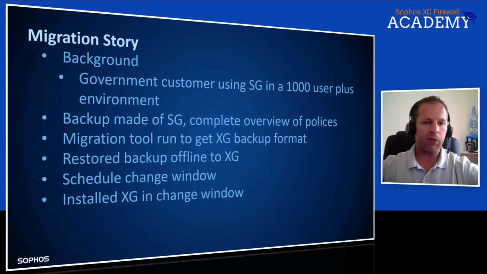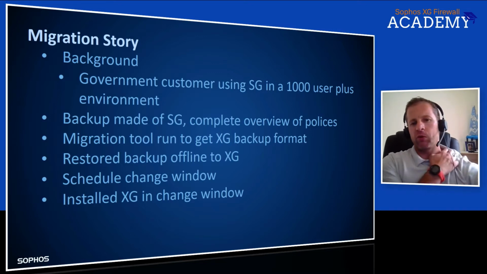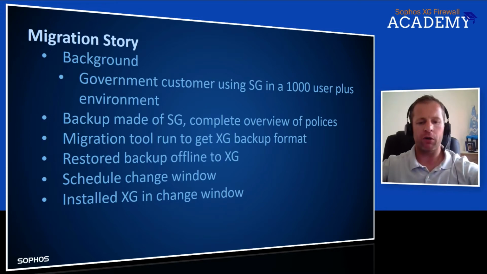We first made a backup of the SG to see a complete overview of the policies. For the partners out there who don't know, we do have a migration tool that we can run. You make a backup of the SG, I'm sure it has been covered in the previous sessions, and you run it through the migration tool. The migration tool is a virtual machine that we run, and it converts the config to an XG backup format. So you restore the backup from this backup file to the XG, and you should have a complete migration from SG to XG.